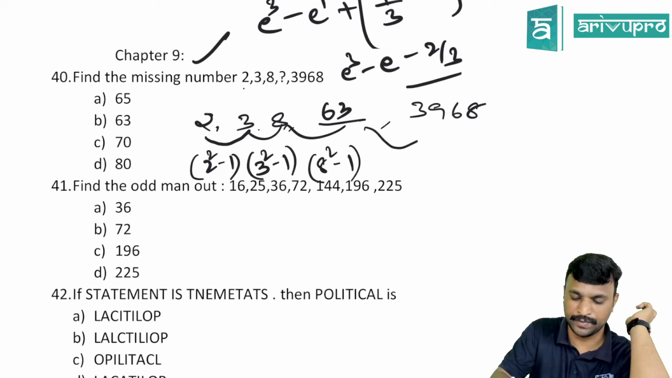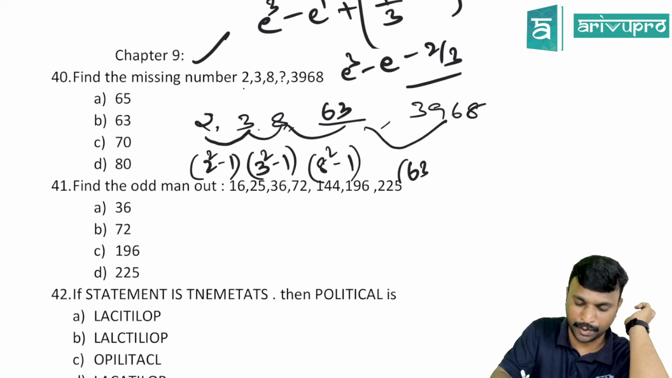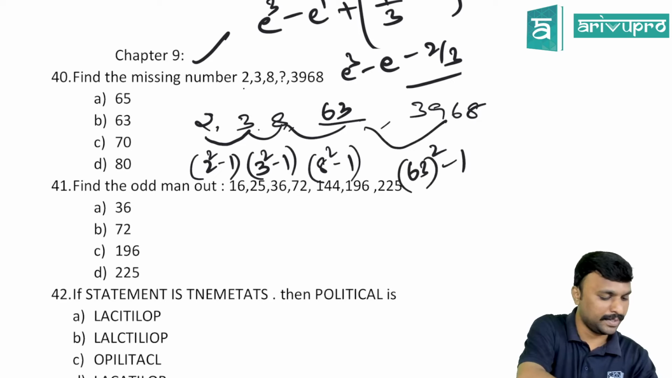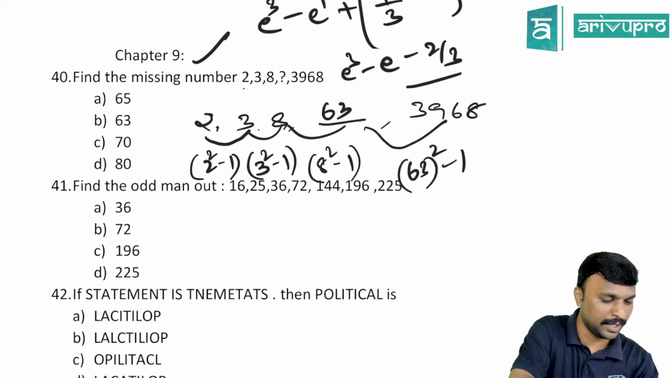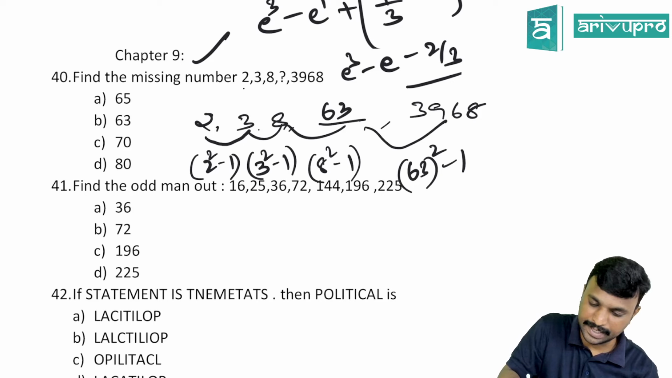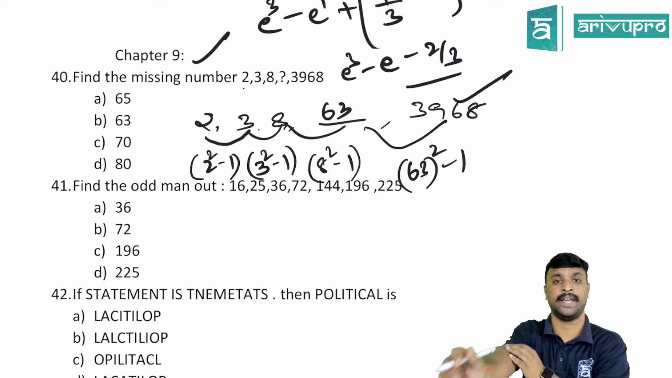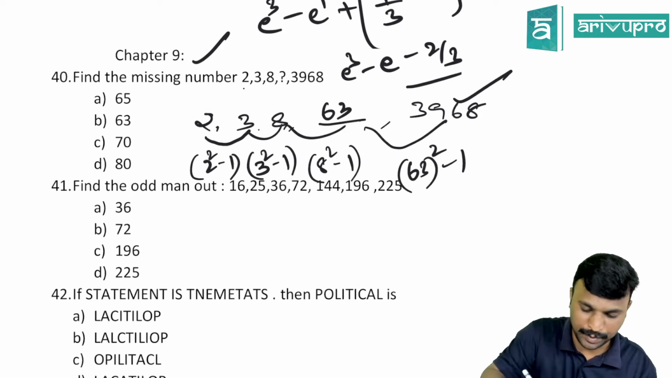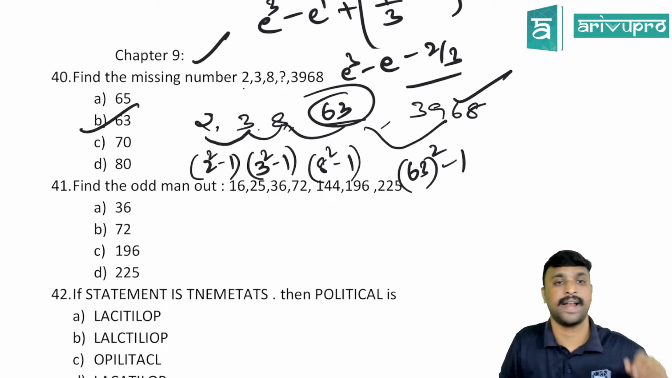Just check whether this will satisfy this. 63 square minus 1. What is 63 square? 63 into 63 equal. Minus 1, if you do, you get 3968, which is 3968 given as it is. So therefore, option B is the right answer.